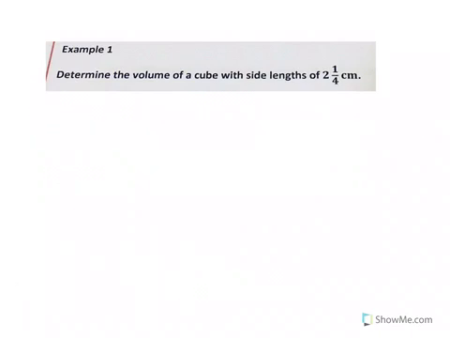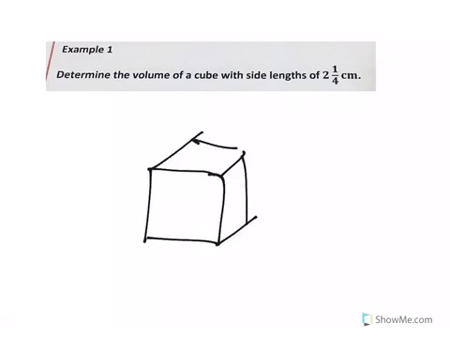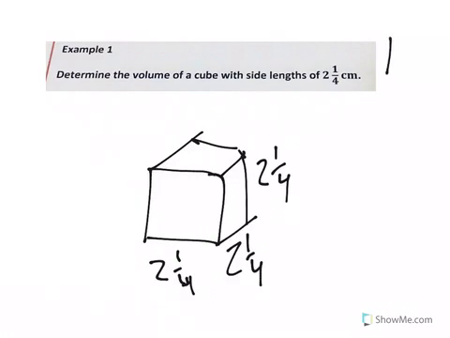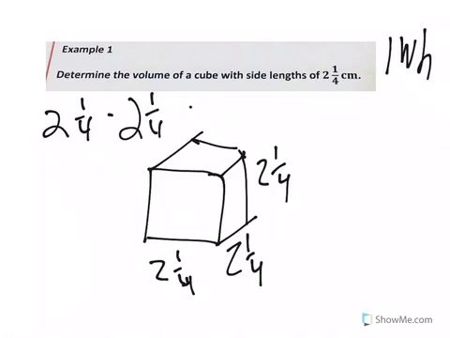All right, example 1. Determine the volume of a cube with side lengths of 2 1/4 centimeters. Already I know I'm going to have to create my cube. Good enough drawing, it doesn't have to be perfect. The side lengths are 2 1/4 centimeters, so I've got a 2 1/4 length, 2 1/4 width, and a 2 1/4 height. If length times width times height is our formula, then we have 2 1/4 times 2 1/4 times 2 1/4.